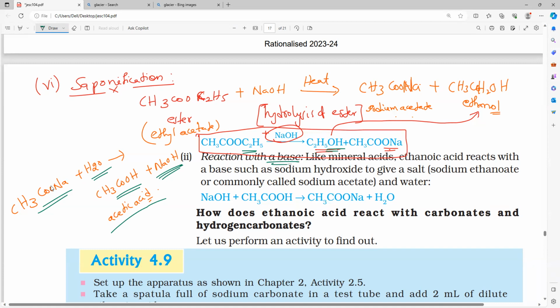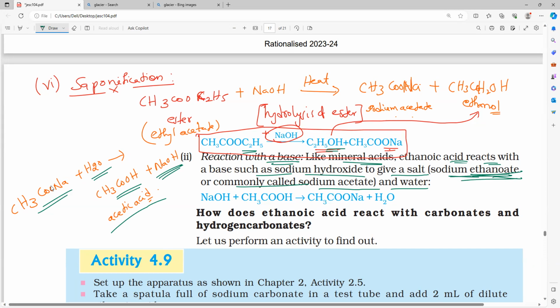Next, reaction with bases, which we already studied. Like mineral acids, ethanoic acid reacts with bases such as sodium hydroxide to give a salt, sodium ethanoate, commonly called sodium acetate, and water. Please write it. What is the common name, everybody? I already taught you. Sodium ethanoate. So sodium ethanoate or sodium acetate. This is a common name.